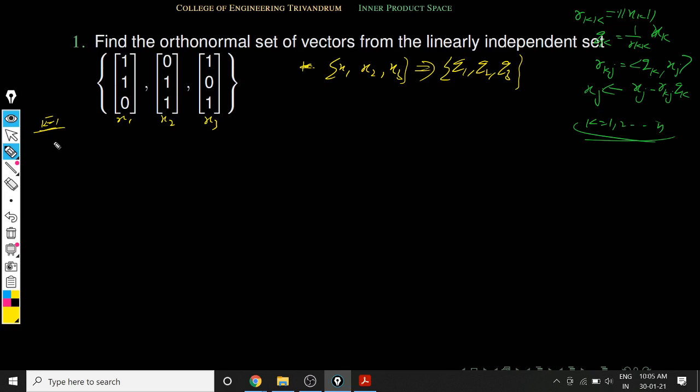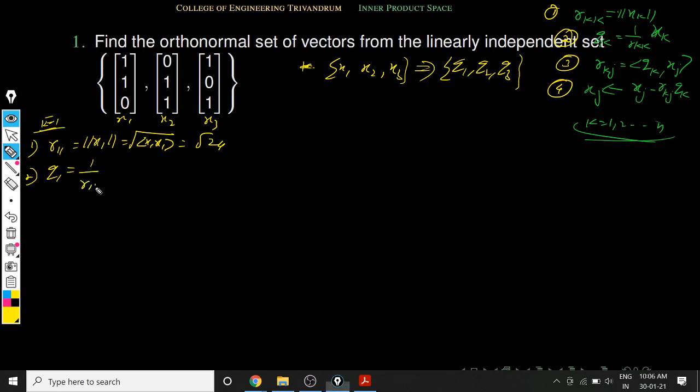When k equals 1, this is step 1, step 2, step 3, step 4. Step 1 is we have to compute R11. What is R11? The norm of X1, that is equal to the positive square root of the inner product of X1, X1. That is equal to square root of 2. Then step 2, we have to compute Q1. Presently our k is 1. Q1 is defined as 1 by R11 times X1, that is equal to 1 by square root of 2 times X1.